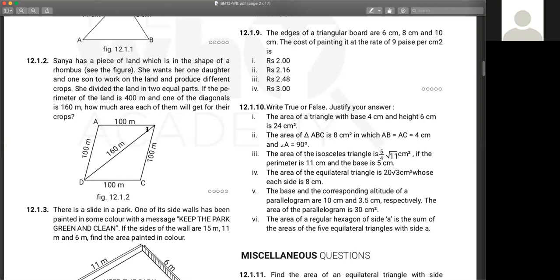Ma'am, should we find the area individually because there's only one diagonal instead of two? So there's only D1, not D2. So by reading the question here, what is it asking you to find the area of? Do you have to find the area of the rhombus or do you have to find the area of the diagonal?